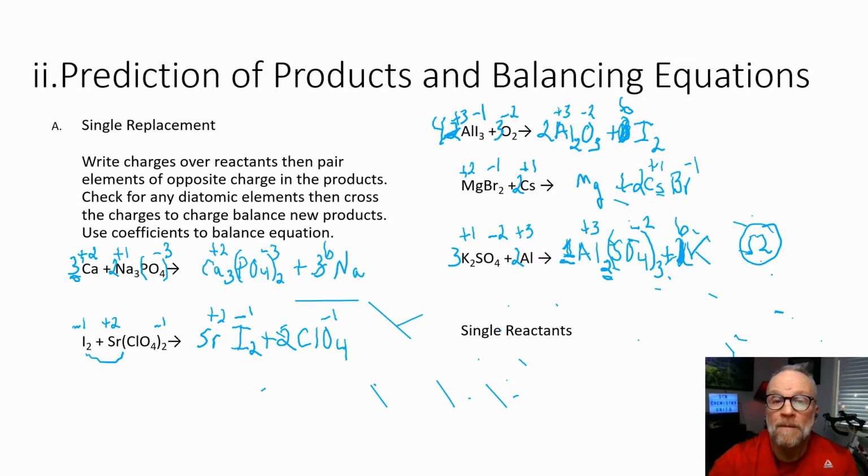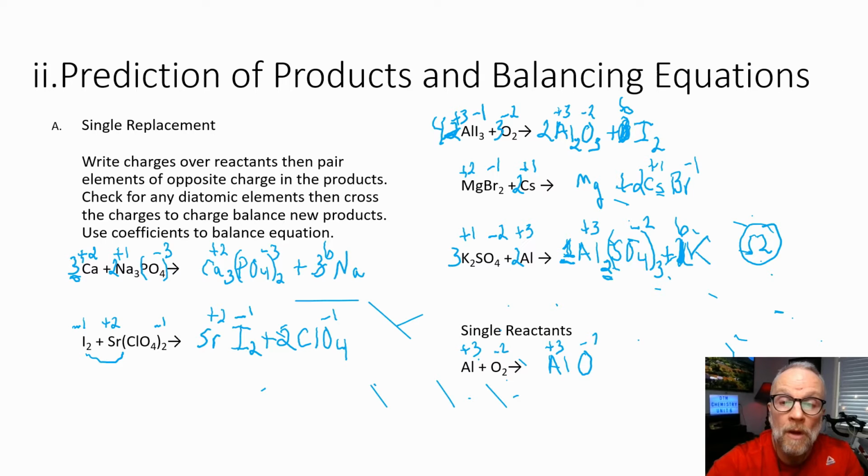So if we have another example here. Oh, we have some single reactants. Sometimes you'll be asked to balance a composition reaction, like this one, aluminum plus oxygen. So you just write the reaction in metal by nonmetal form, do the charges like before, and crisscross the charges, and balance. So here we would have a 2 in front of the aluminum, and oxygen, we have a 2 and a 3. A common multiple there is 6.